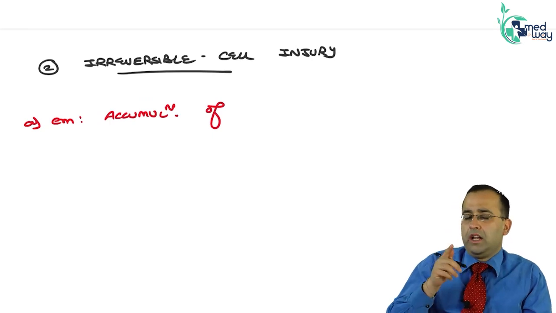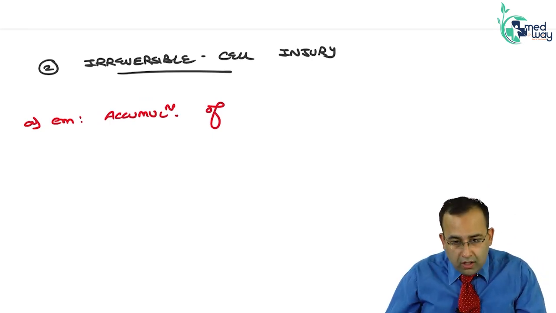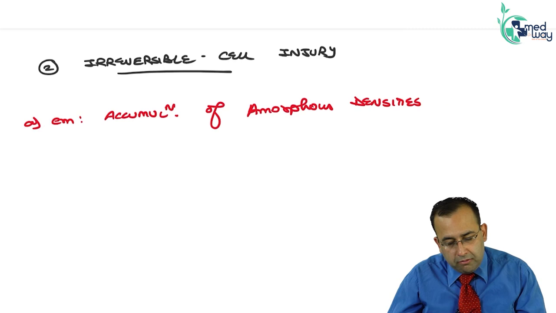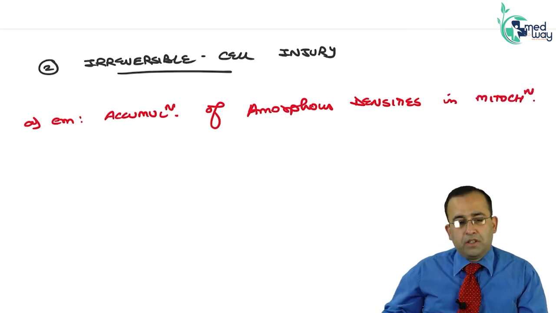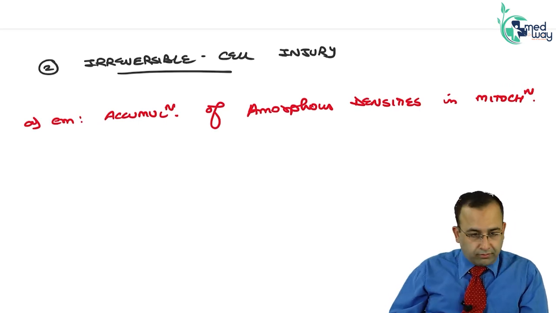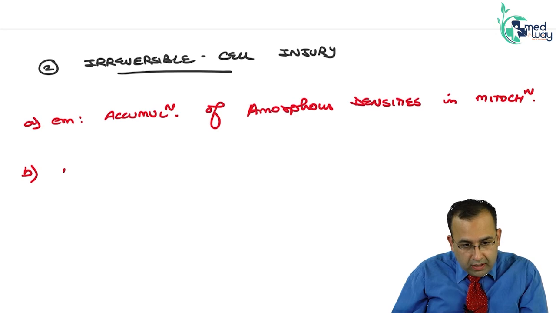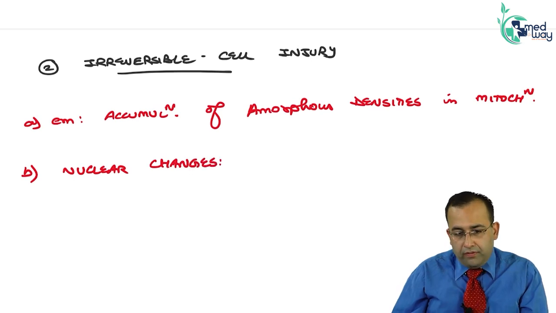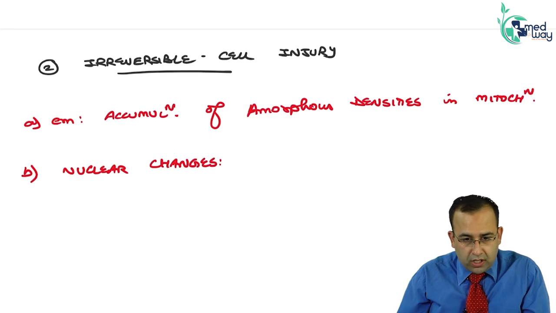I'm not writing the word large now. You know this. It is associated with accumulation of amorphous densities in mitochondria. Pehla point. Next point. It is irreversible cell injury, but it is also associated with nuclear changes. Now, there are three main nuclear changes associated.